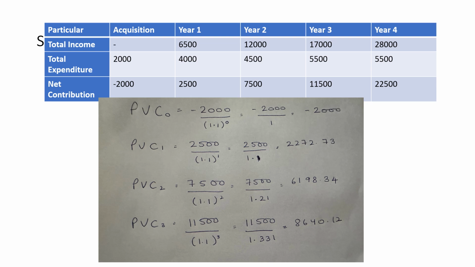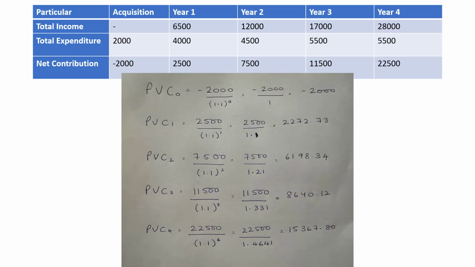PVC3, which is year 3, net contribution is 11,500 upon 1.1 raised to the power of 3, which equals 11,500 divided by 1.331, which equals 8,640.12. PVC4, which is the last year, is 22,500 upon 1.1 raised to the power of 4, which equals 22,500 upon 1.4641, which equals 15,367.80.